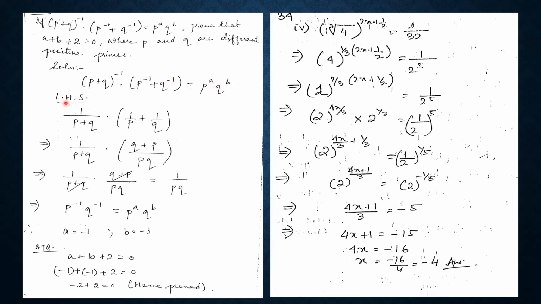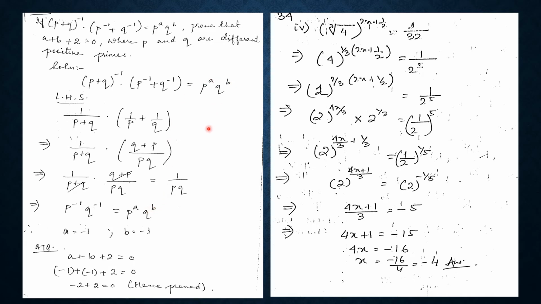So we are solving the left hand side, so we get 1 by p plus q into 1 by p plus 1 by q. On taking the LCM, we get q plus p by pq, and we know all these are equal to p to the power a and q to the power b.